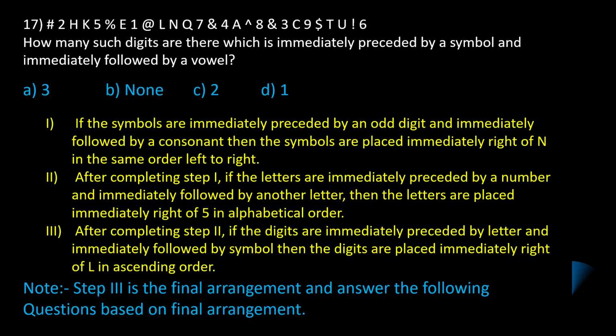This is a different one, students. Here also you need to apply the conditions, but here an alphanumeric plus symbol series is given to you. The question is: how many such digits are there which are immediately preceded by a symbol and immediately followed by a vowel? But this is not a simple question. Conditions are given to you, and you need to follow them and then answer the question.